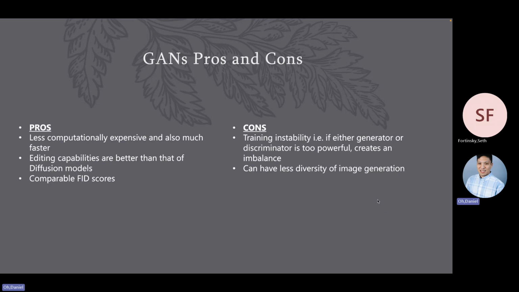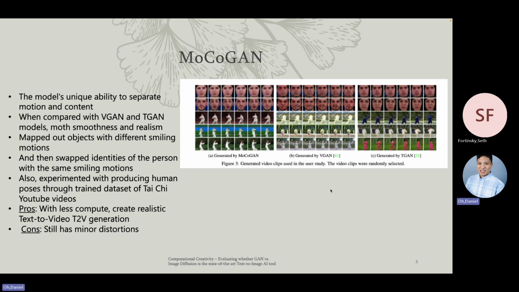MoCoGAN is unique in that it had the ability to separate motion and content, which the previous models of VGAN and TGAN were not able to do. So it was able to do this with less compute while creating realistic text-to-video generation.